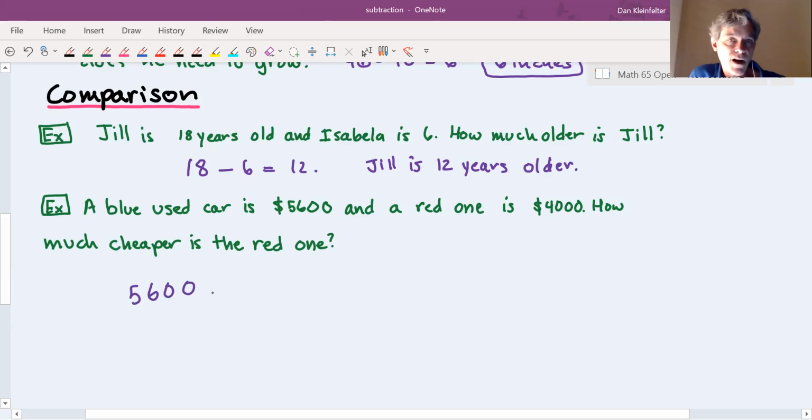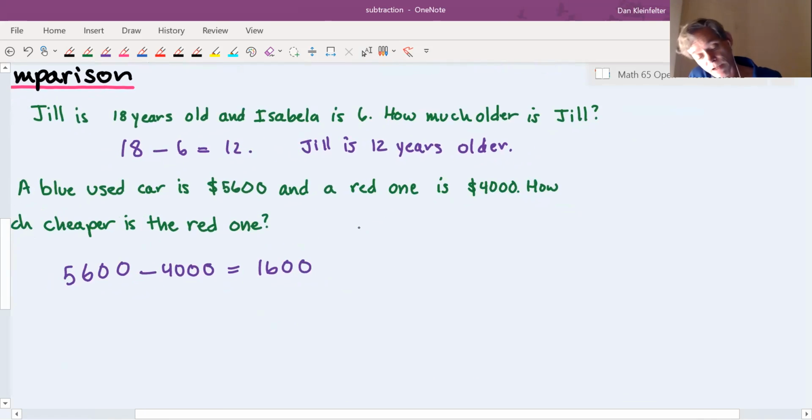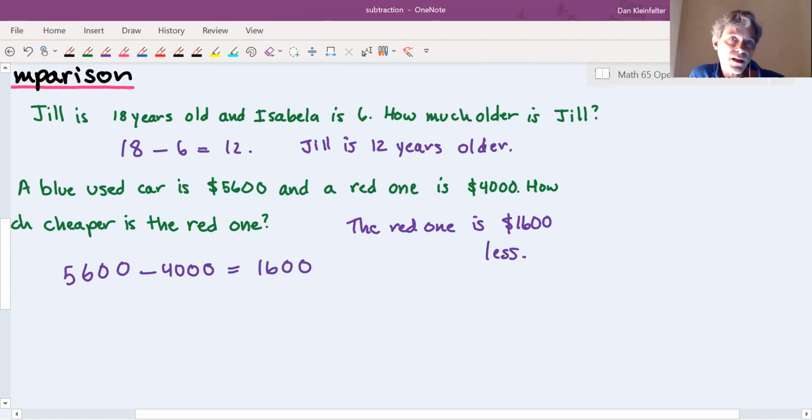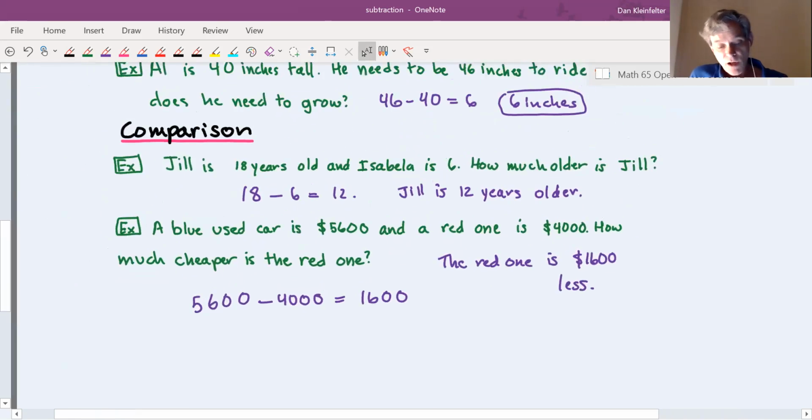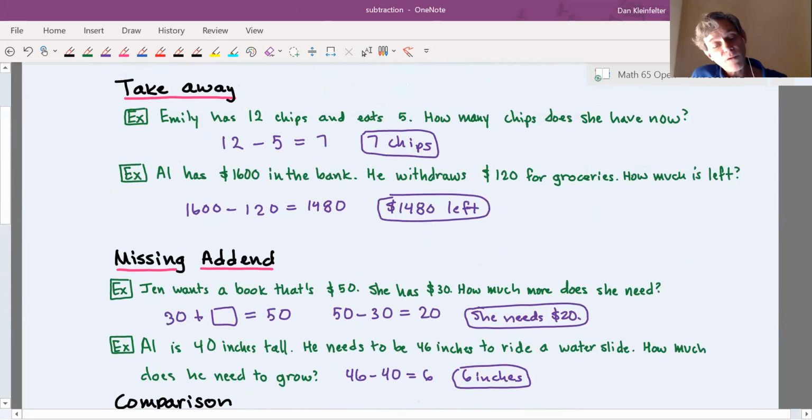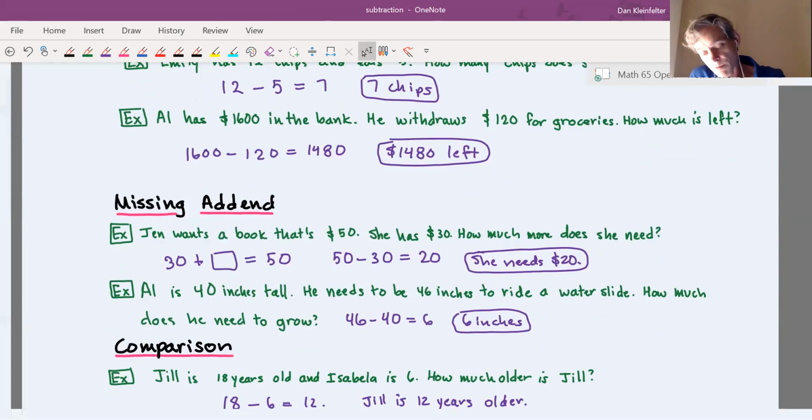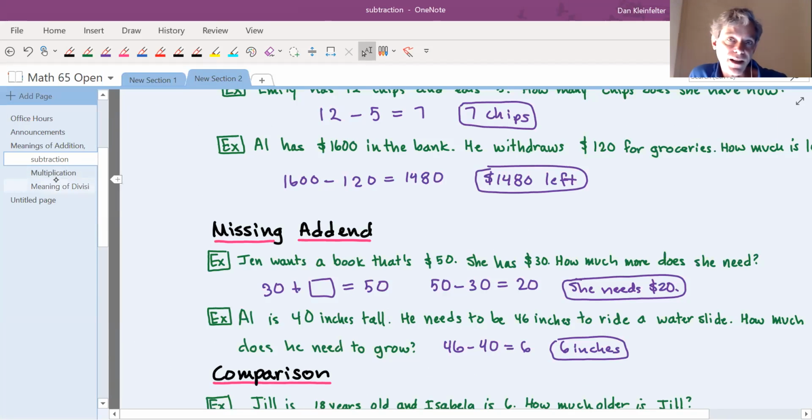So we have the more expensive car at $5,600. We're going to subtract the cheaper car at $4,000, and that is going to be $1,600, sorry. Okay, so the cheaper one, the red one, is $1,600 less. Okay, so again, we're using subtraction to achieve our comparison. Okay, so subtraction has 3 different ways of thinking about it. So you want to be kind of careful. There's more to it than there was with addition.